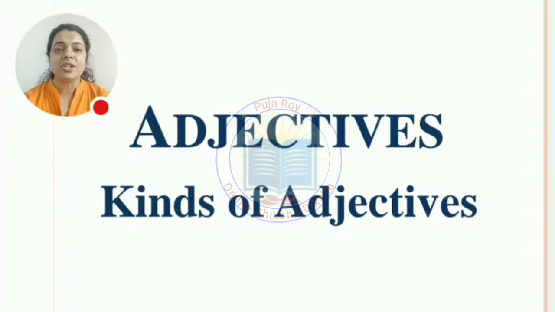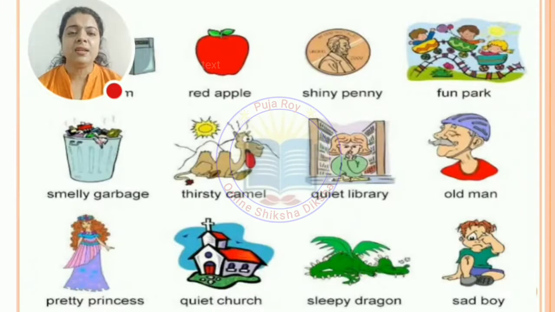So let's start with adjectives. What is an adjective? Now you can see a number of pictures are displayed on the screen. Some apples, camel, garbage, princess, church, and many more things. What are these things? These things are nouns. Yes, what is a noun? The name of a person, place, animal, thing. Means each and everything found in this world is called a noun.